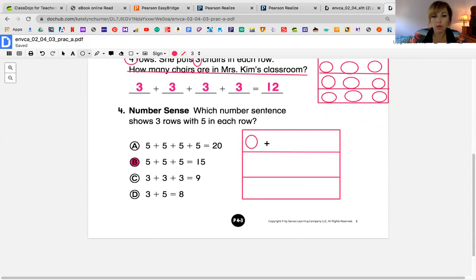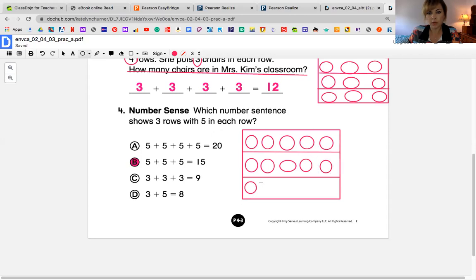Okay, so I have 1, 2, that takes so long. 3, 4, and 5. 1, 2, 3, 4, and 5. And then 1, 2, 3, 4, and 5. Okay. So my sentence would be 5 plus 5 plus 5, and then in total I have 15, so your answer should have been B.